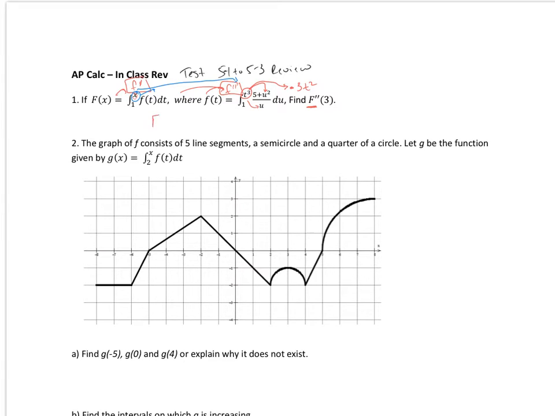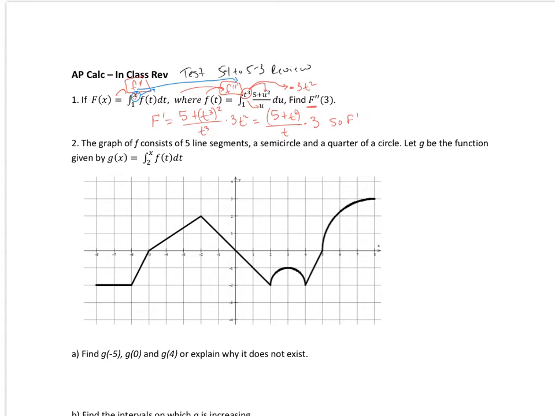So f prime ends up being 5 plus, let's go ahead and say this is t cubed squared over the t cubed times the 3t squared. So cleaning this up, this ends up being 5 plus t to the 6th all over t times 3.